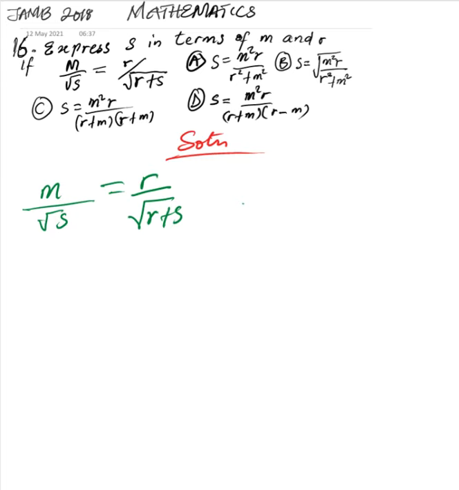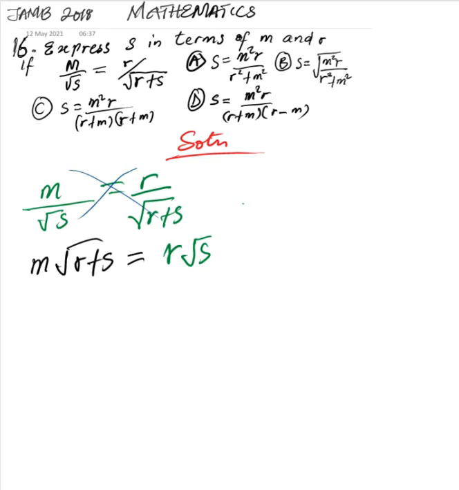Now, let's quickly convert this expression to a straight line form by cross multiplying. So, by cross multiplication, we have M root R plus S, equal to root S times R, which is R root S. Correct.